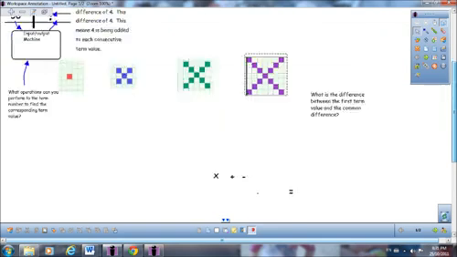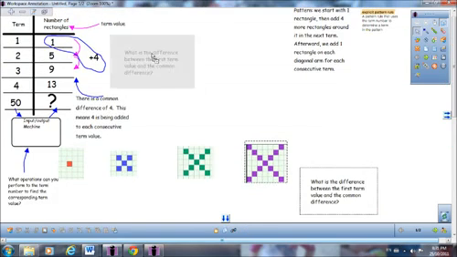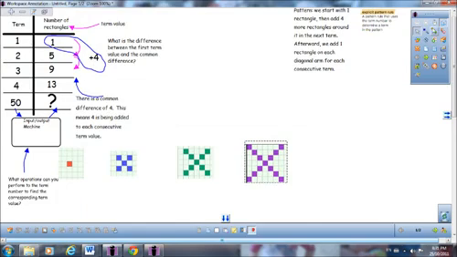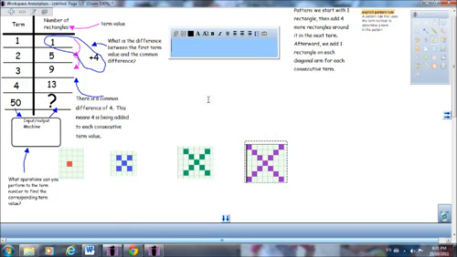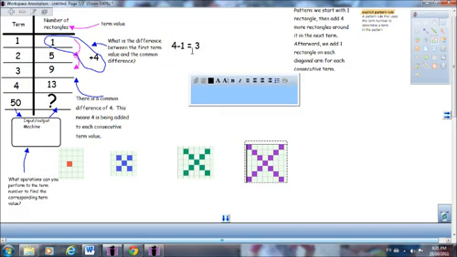I want you to answer the following question. What's the difference between the first term value and the common difference of plus 4? Well, 4 minus 1, the difference between the two is 3. That's important. That 3 is really important.